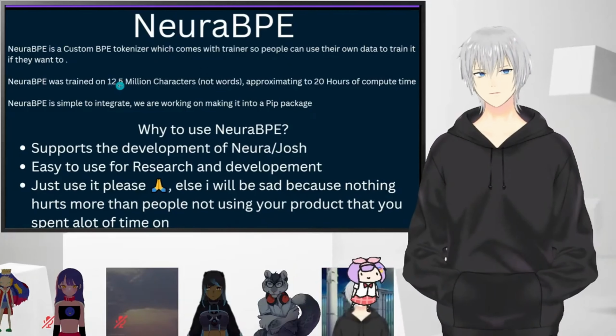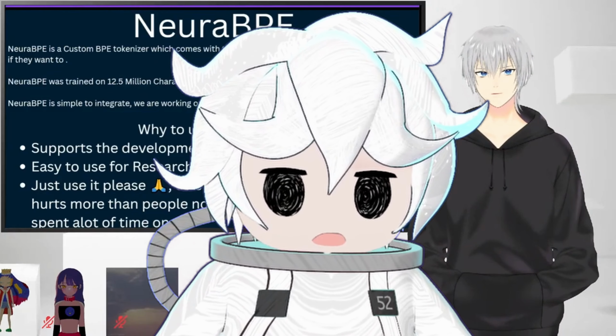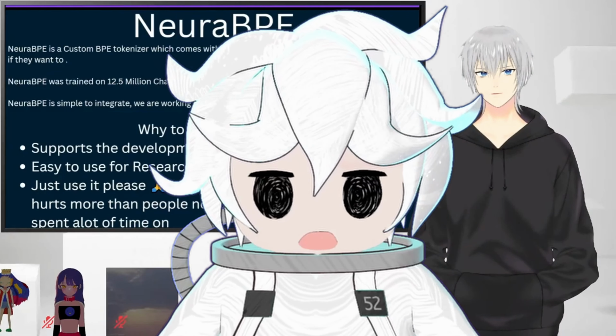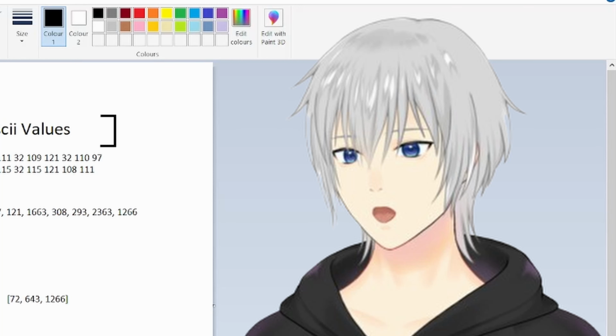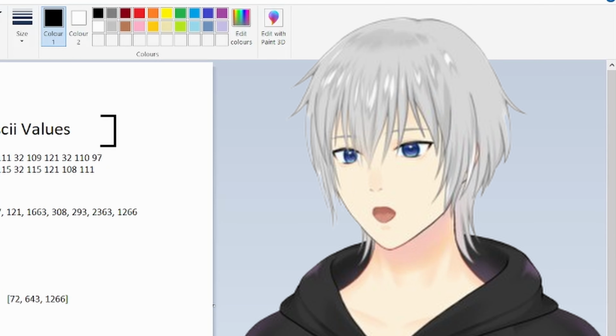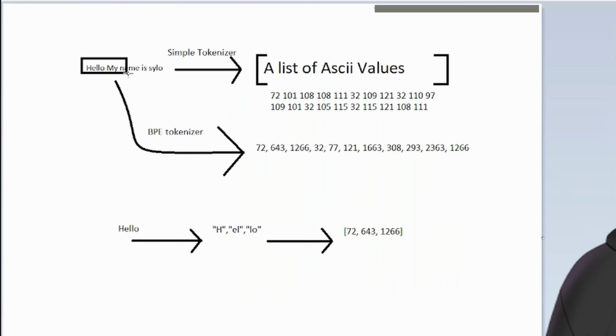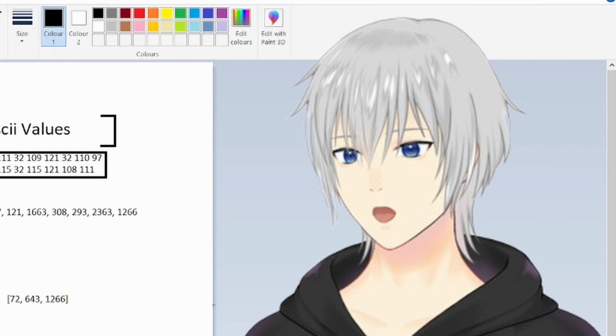Our BP tokenizer is trained on 12.5 million characters. Okay, this probably doesn't make a lot of sense right now, so let's have Sylo from the past explain what he did with better visuals. Today I will be making a tokenizer which will be using byte pair encoding algorithm. So first of all, let me explain what a tokenizer is. A tokenizer is a piece of code which converts your normal sentence into a list of ASCII values like this one, right? ASCII values are a numerical representation of words.